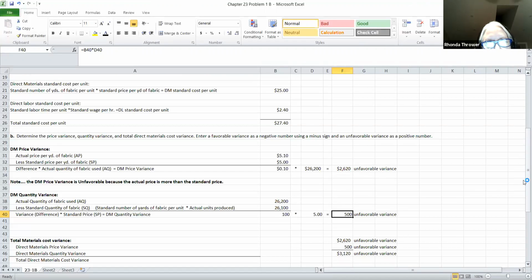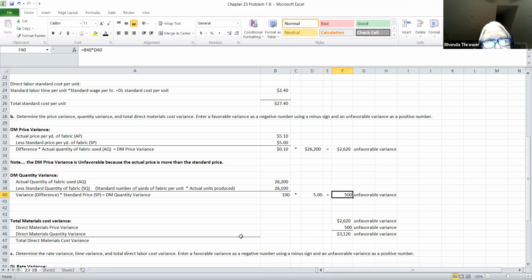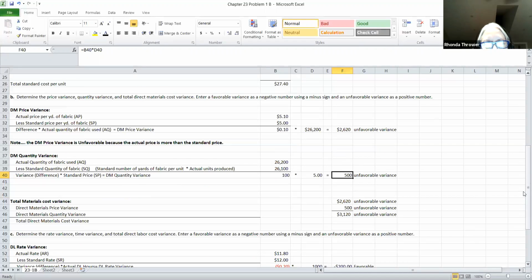and can help you to correct these amounts in the future. Now, another thing that they wanted you to do is total the cost variances. So that's simply adding the two of these together. I just restated it for you. There was a $2,620 unfavorable variance. There was a $500 unfavorable variance for your quantity variance. Because both of these were unfavorable, the total direct materials cost variance would be unfavorable.